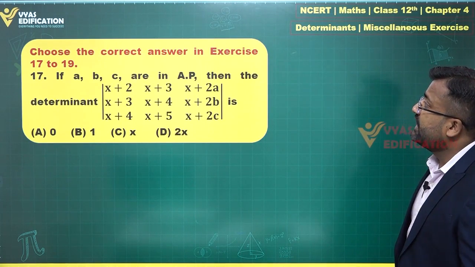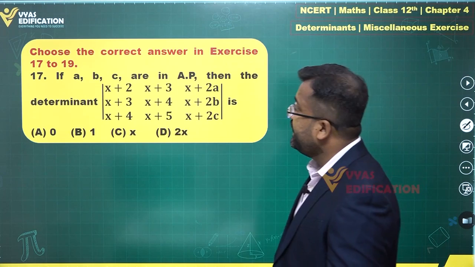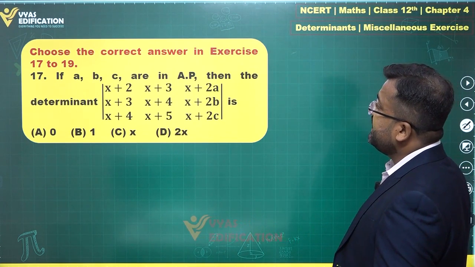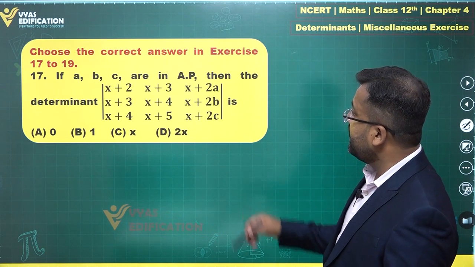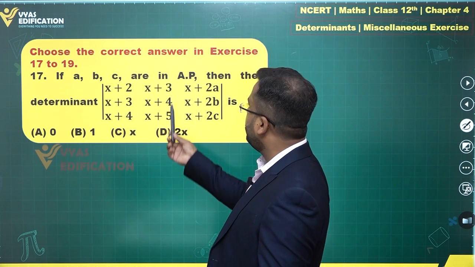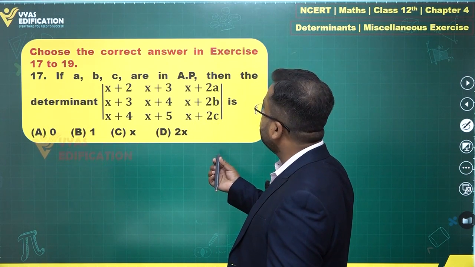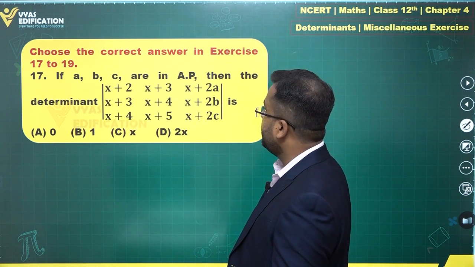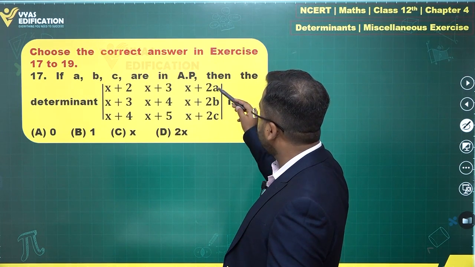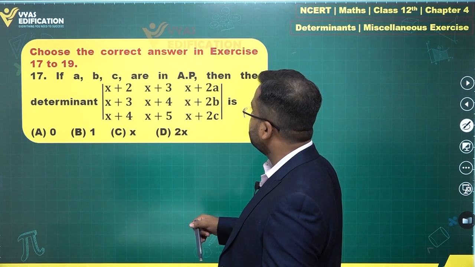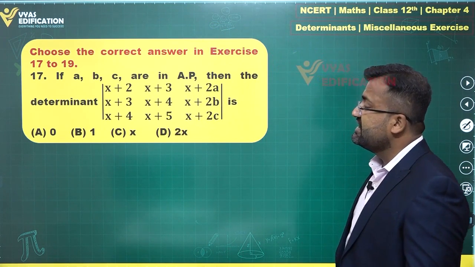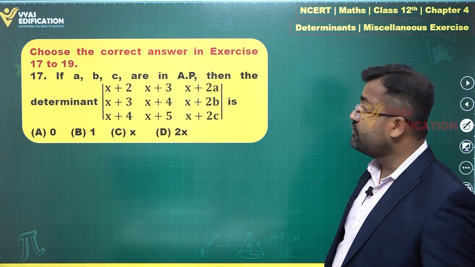This one. Choose the correct answer in exercises 17 to 19. Okay, 17. These are objective questions. So let's see, if A, B, C are in AP, then the determinant, this is equal to what? Okay, so observe, you have x+2, x+3, x+4; x+3, x+4, x+5; x+2A, x+2B and x+2C, and A, B, C are in AP. So A plus C will be equal to 2B. That's something that's there. Yes, this is the question that we have. And how do we solve this question?